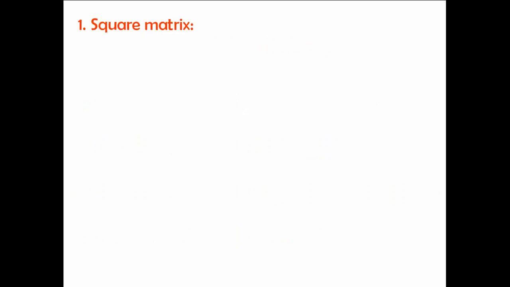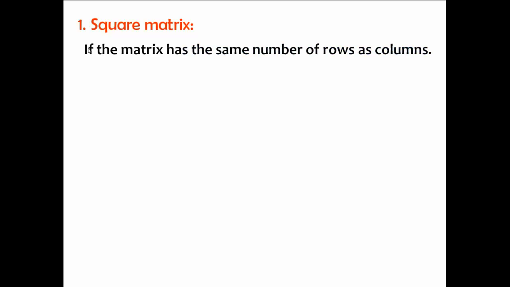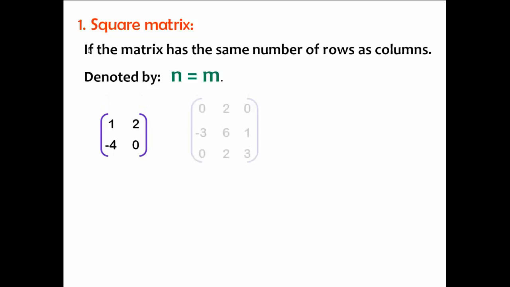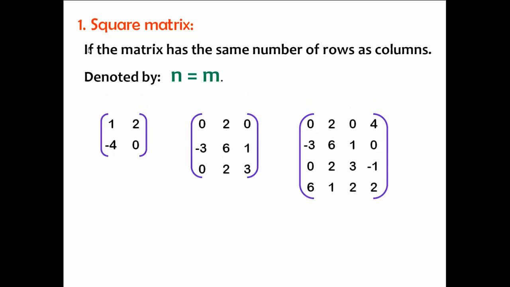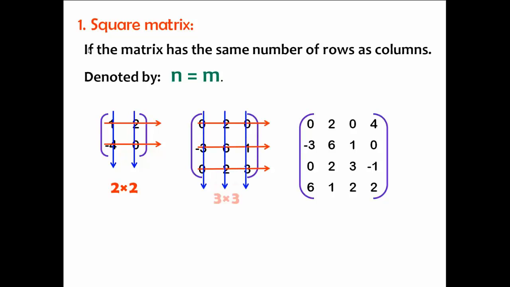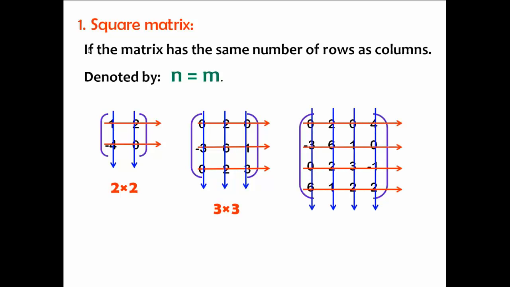1. Square matrix. If the matrix has the same number of rows as columns, the matrix is said to be a square matrix, denoted by n equals m. We have here 3 different sizes of matrices to understand more. In the first one, we see that there are 2 rows and 2 columns. It means that it is a 2 by 2 square matrix. The second has 3 rows, 3 columns. It's a 3 by 3 square matrix. In the last one, 4 rows, 4 columns. It is a 4 by 4 square matrix.